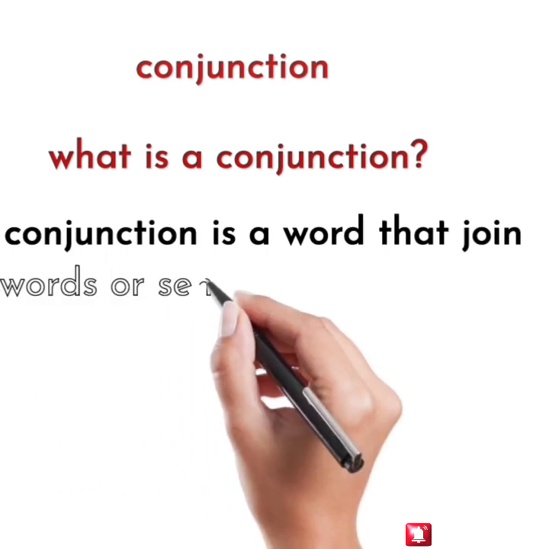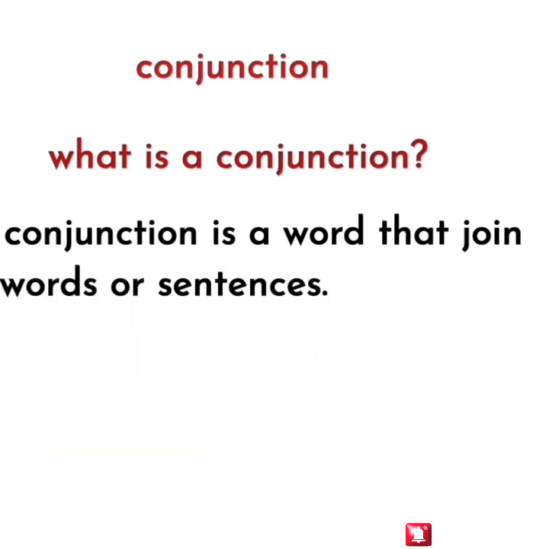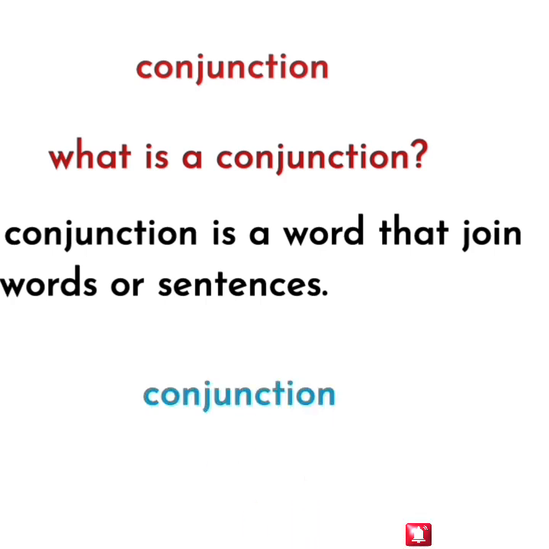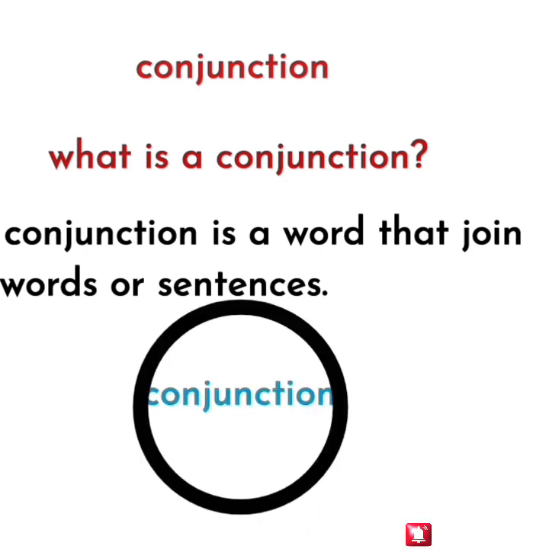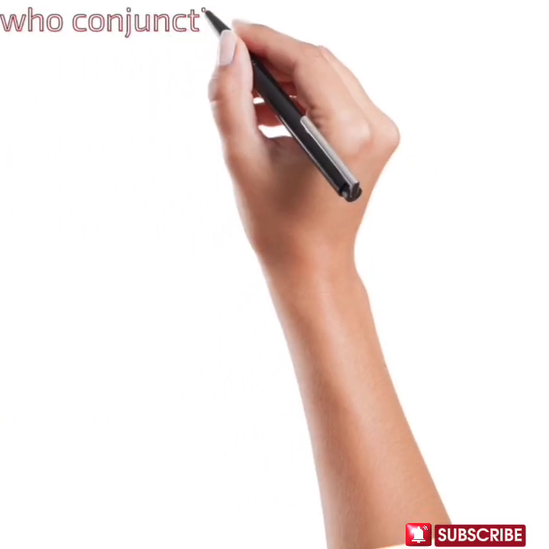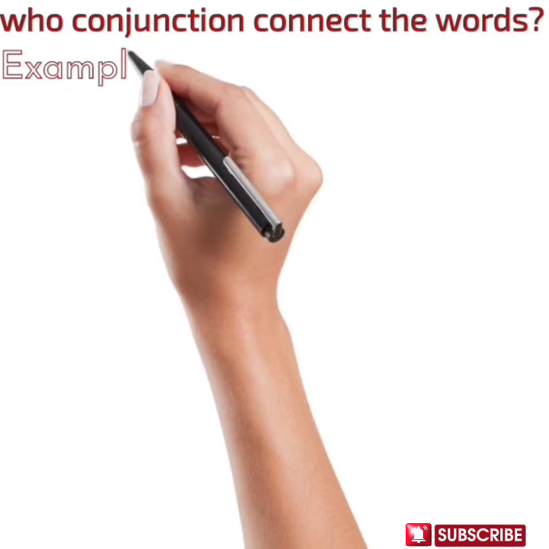Well, a conjunction is a word that joins words or sentences. So, a conjunction links or connects words and sentences with each other. Conjunctions join or link words or sentences, and maybe clauses or phrases, with each other. As we already discussed in the definition, the conjunction joins words or sentences. Now we are going to talk about how conjunctions connect words first.